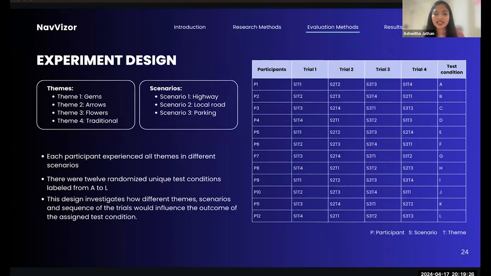For example, in the case of our second participant to the right, S1T2 indicates scenario 1 and theme 2, S2T3 indicates scenario 2 and theme 3, and it goes on.